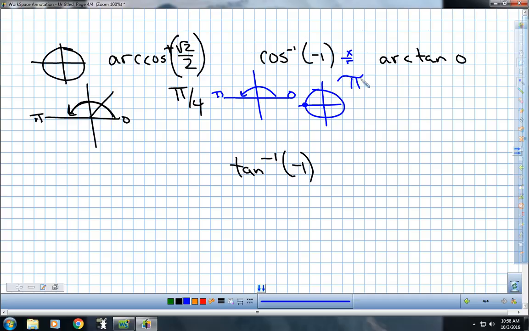Yeah, because we were speaking the language of radians. It's not wrong. It's just we will default to radians. All right, so here we go.